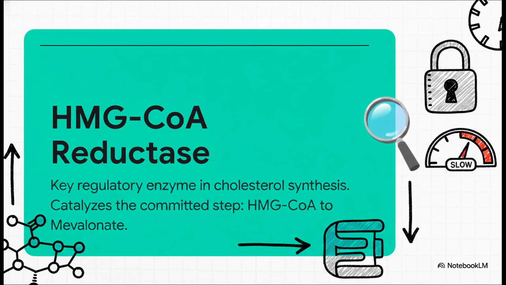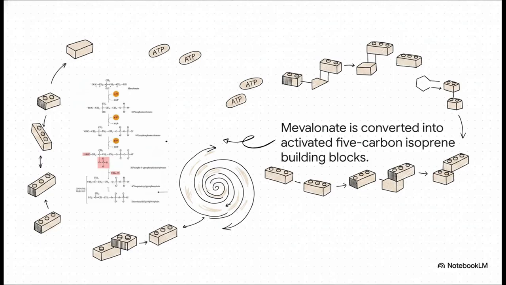An enzyme called HMG-CoA reductase converts HMG-CoA into another molecule, mevalonate. This reaction is the committed rate-limiting step. Just like its counterpart in fatty acid synthesis, this one enzyme is the master control switch for the entire cholesterol pathway.